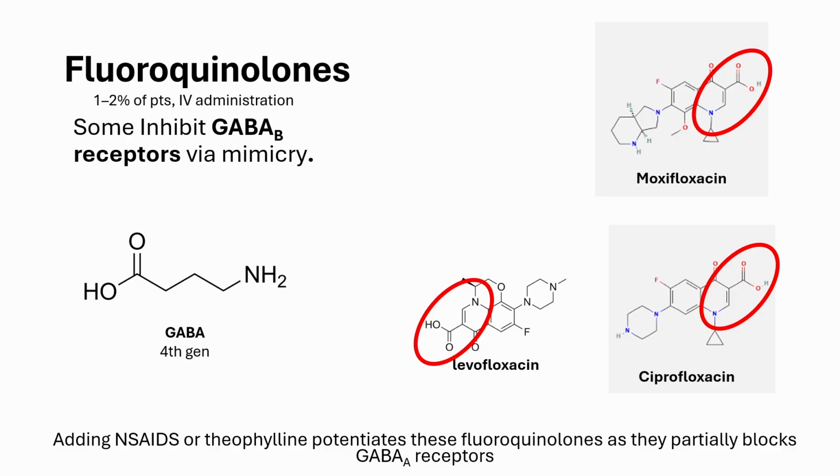But then, if you add on NSAIDs or theophylline, you can also potentiate these fluoroquinolones, because these two will actually attach to GABA A rather than GABA B, which means fewer inhibitory signals can make it in, and more likely you're going to have your patient seize.